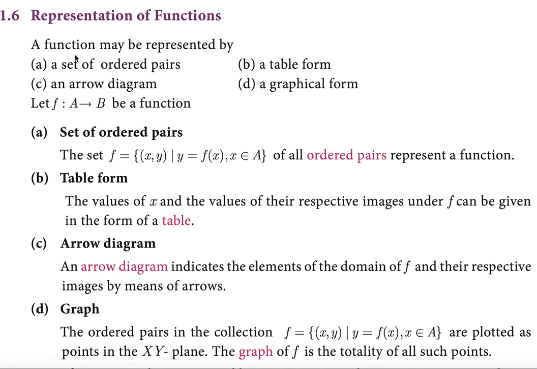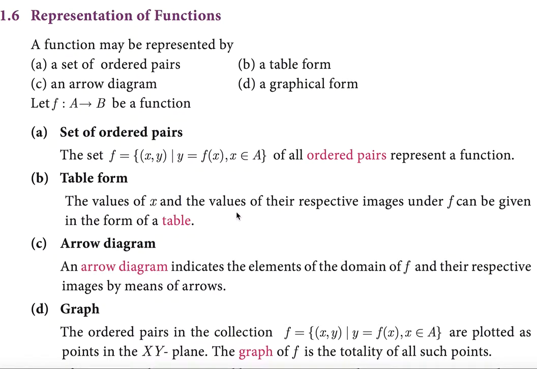Representation of functions. A function may be represented by a set of ordered pairs, a table form, an arrow diagram, or a graphical form. Let f be a function from A to B. The set of ordered pairs is this way: the set f equals {(x, y) where y equals f of x, x belongs to A}. Y is a function of x. The set of all ordered pairs represents a function.